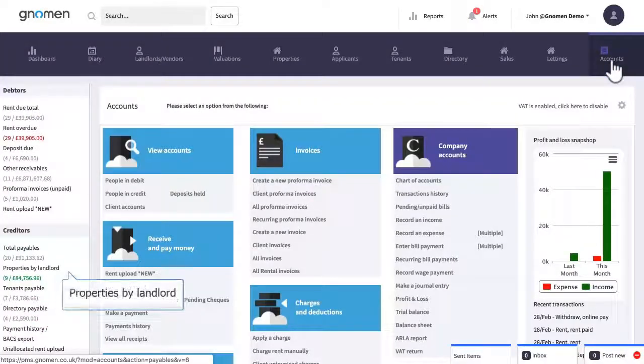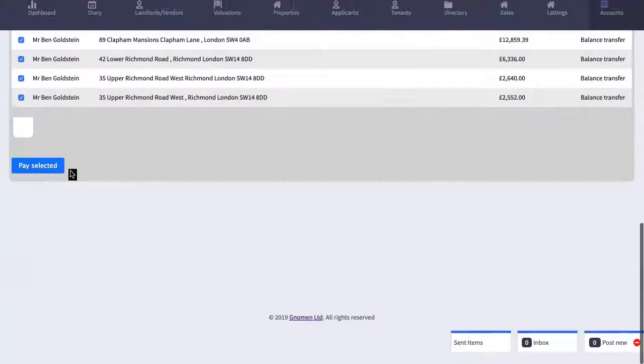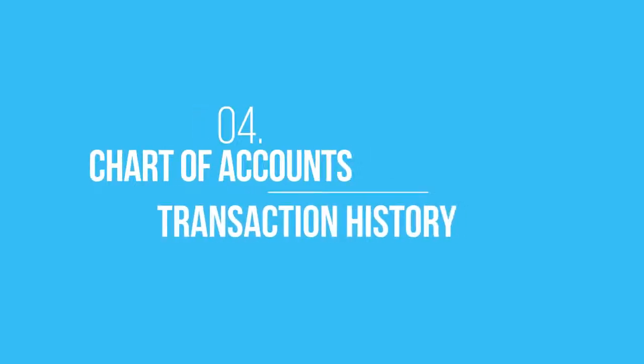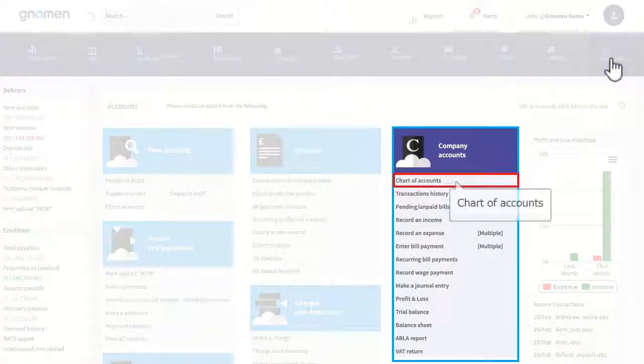Right, let's go to Properties by Landlord. Here's where you would pay landlord and send statements. Again, back on the accounts page, the chart of accounts can be found here.